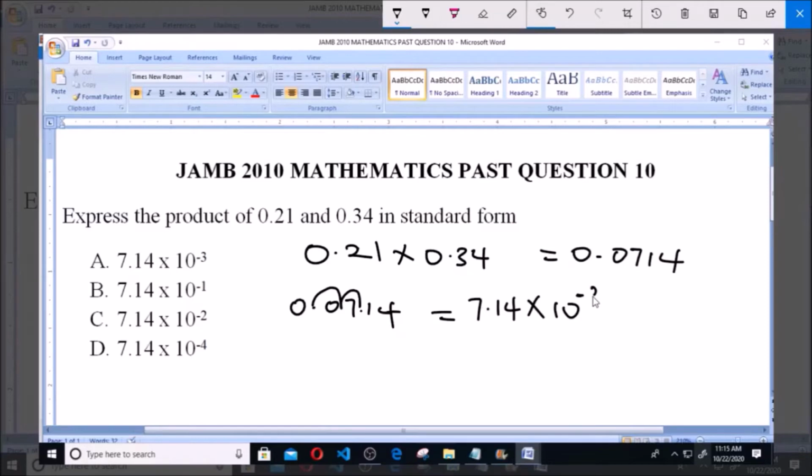So 0.0714 in standard form is 7.14 times 10 to the power minus 2, and that is option C. So this is the answer to the question.